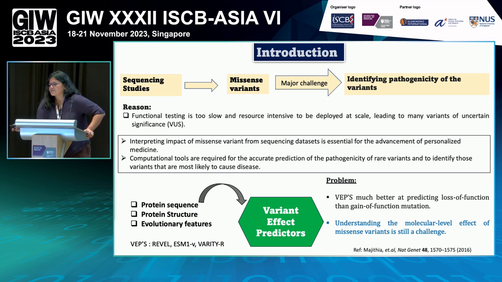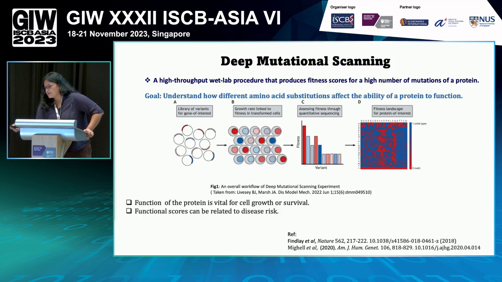We collectively call these computational tools variant effect predictors, which take into account information at different levels of the protein, such as the protein sequence, structure, and evolutionary features, and collectively it helps us show if the variant is pathogenic or not. However, there are certain challenges because we don't know the molecular or cellular effect of the variants. Also, the VEPs are more effective in predicting loss of function variants rather than gain of function variants.